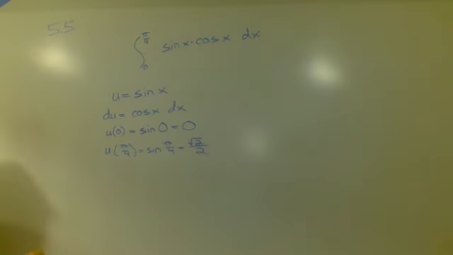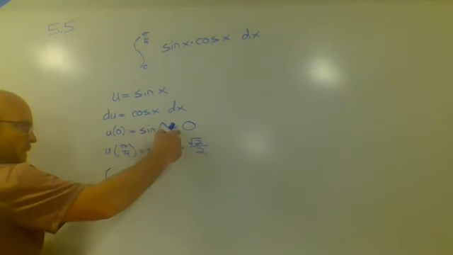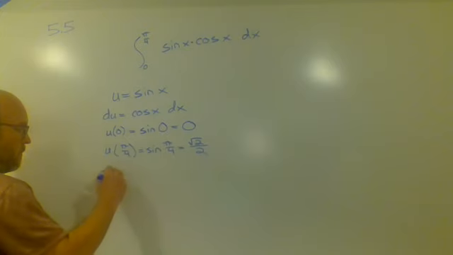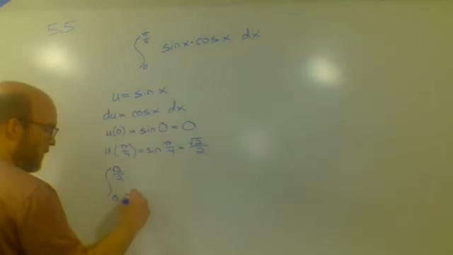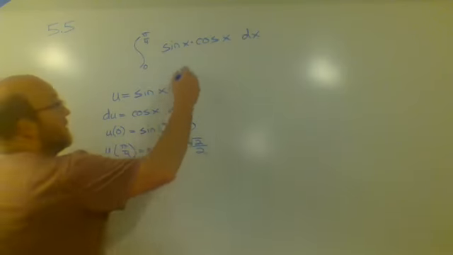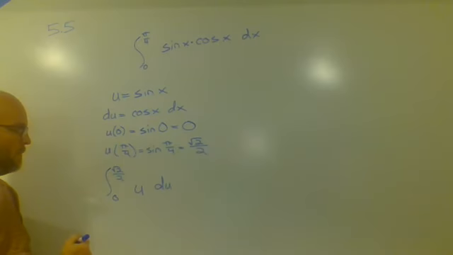So what we're left with, if I take it this route, is that our limit of integration goes from 0 to square root of 2 over 2. Sine got replaced with u. Cosine dx here got replaced with du. And this antiderivative is about as easy as it gets.